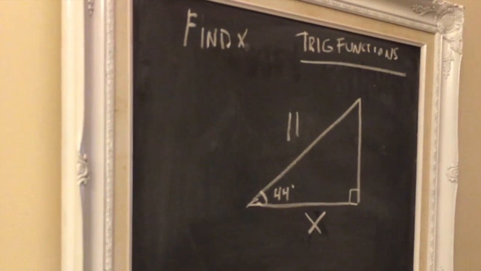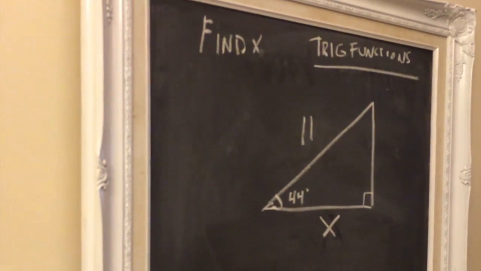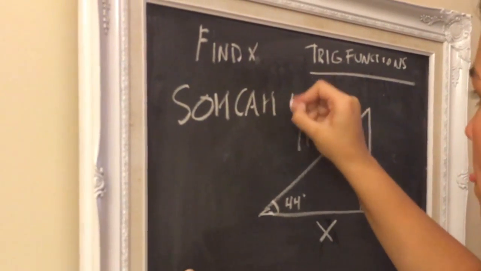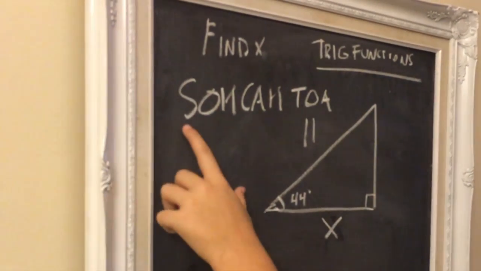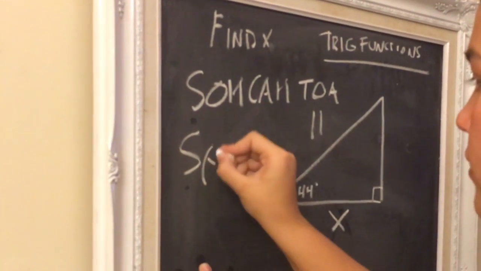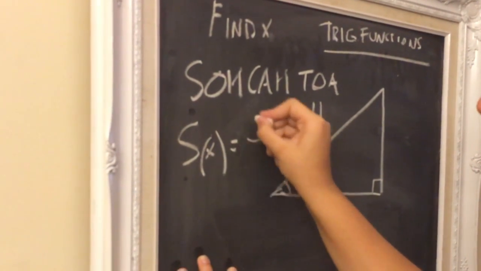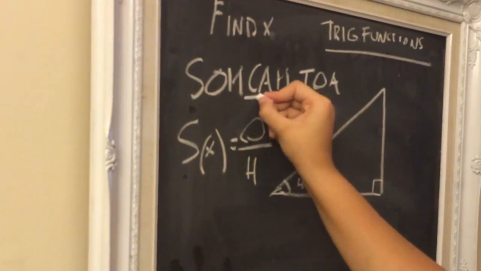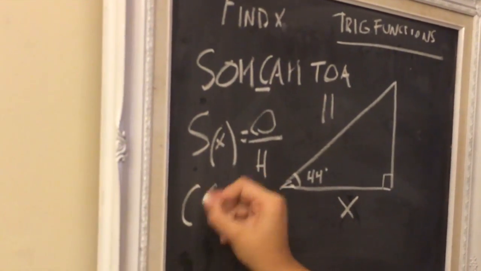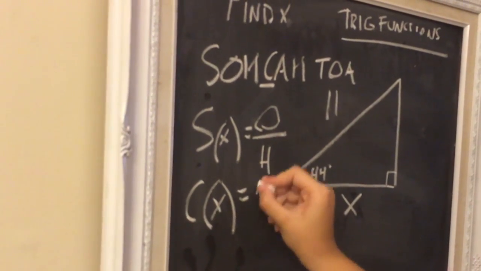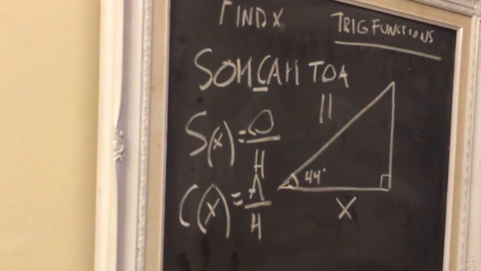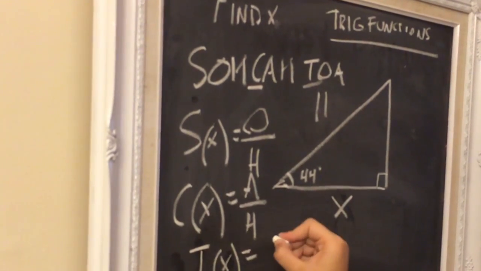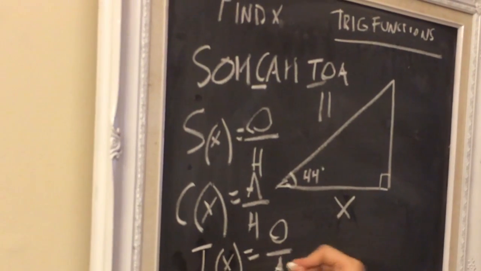Alright, so here we're going to have to use some trigonometry. Whenever you do that, the special thing to remember is SOHCAHTOA, where sine of x is equal to the opposite leg over the hypotenuse, cosine of x is equal to the adjacent leg over the hypotenuse. And lastly, tangent: tan of x is equal to the opposite leg over the adjacent leg.